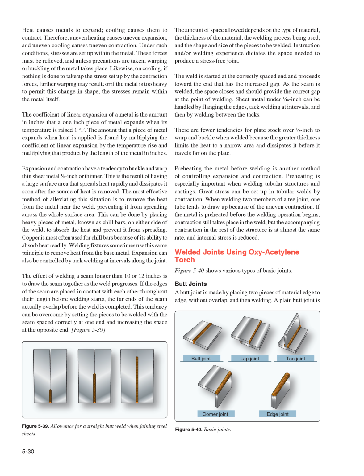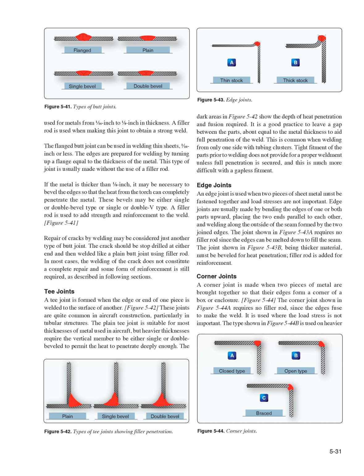Welded joints using oxyacetylene torch. Figure 540 shows various types of basic joints. Butt joints. A butt joint is made by placing two pieces of material edge to edge, without overlap, and then welding. A plain butt joint is used for metals from 1/16 inch to 1/8 inch in thickness. A filler rod is used when making this joint to obtain a strong weld.